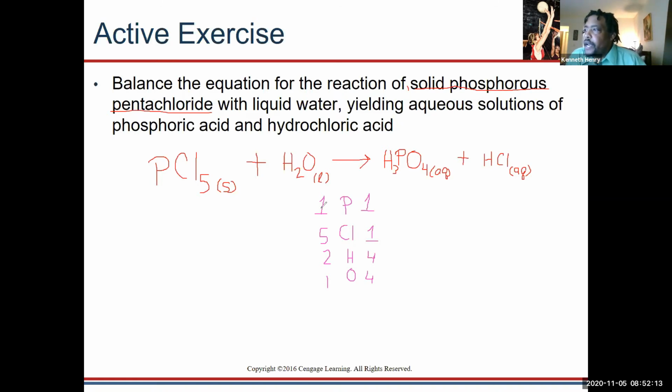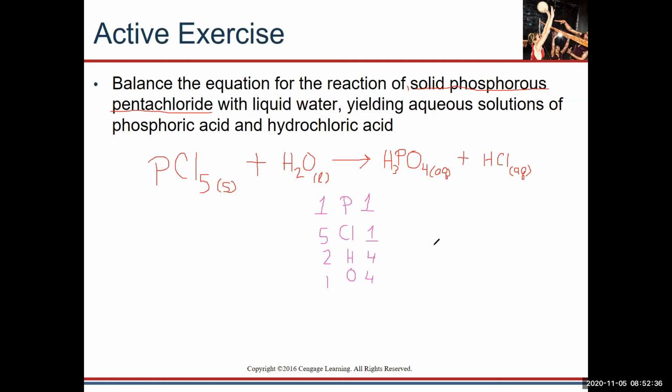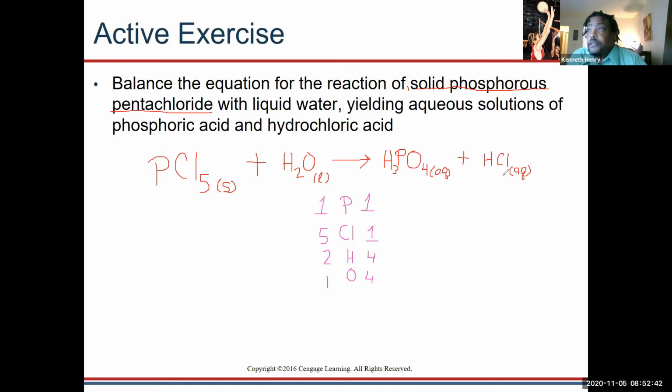Where should we start? So right now we have one phosphorus on each side. That looks balanced to me. What about my chlorines? Do they look balanced? I have 5 on one side and 1 on the other. No, they don't look balanced. So how can I get 5 on the product side? Can we just add a 5 in front of the HCl? Yeah. Okay, let's do that. That sounds good to me.